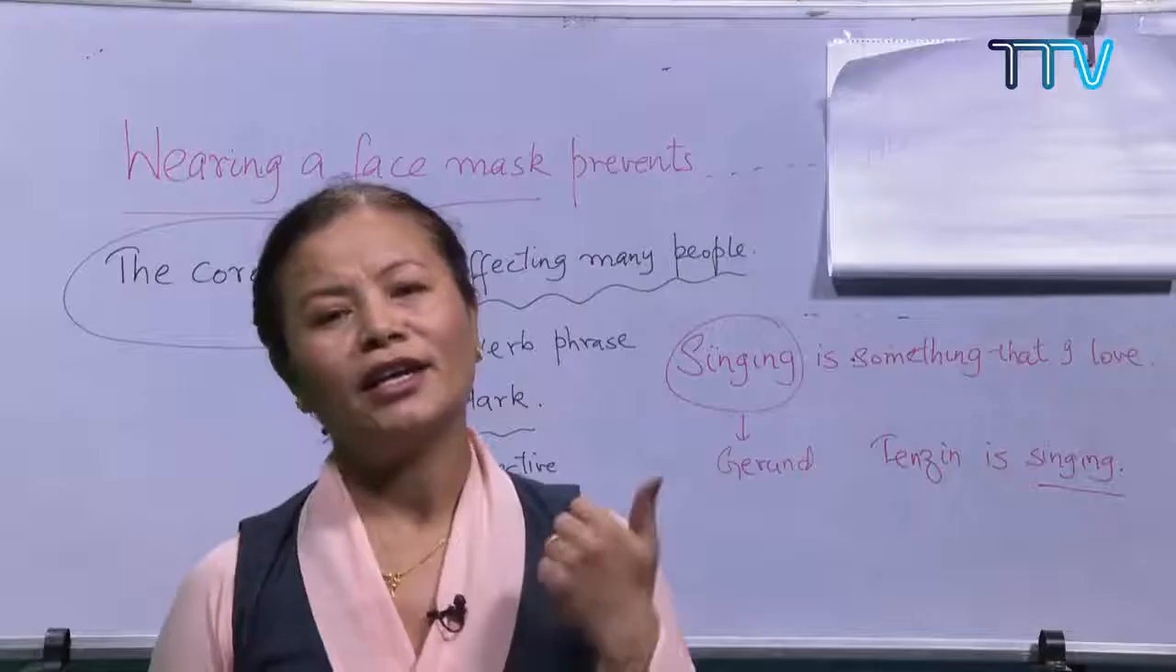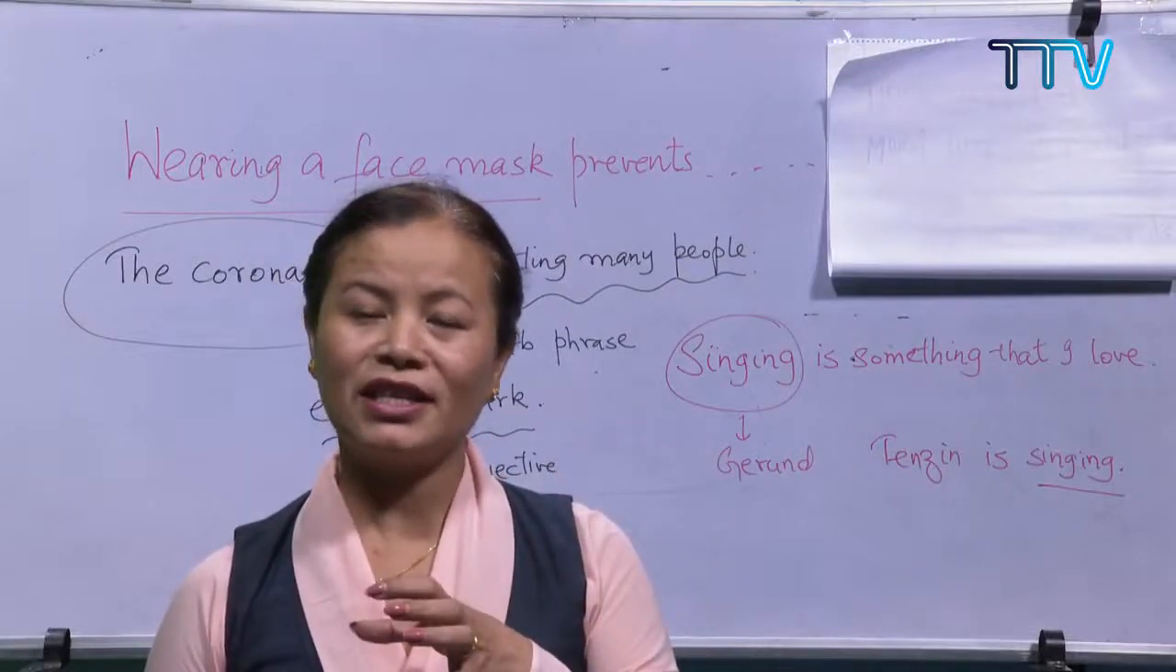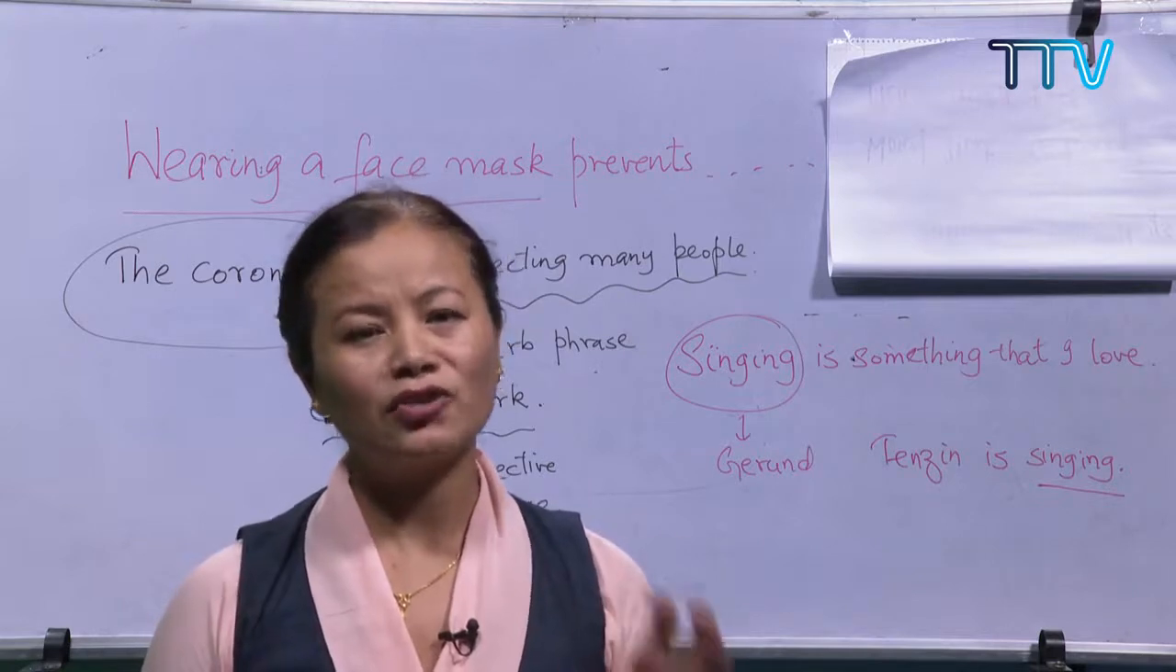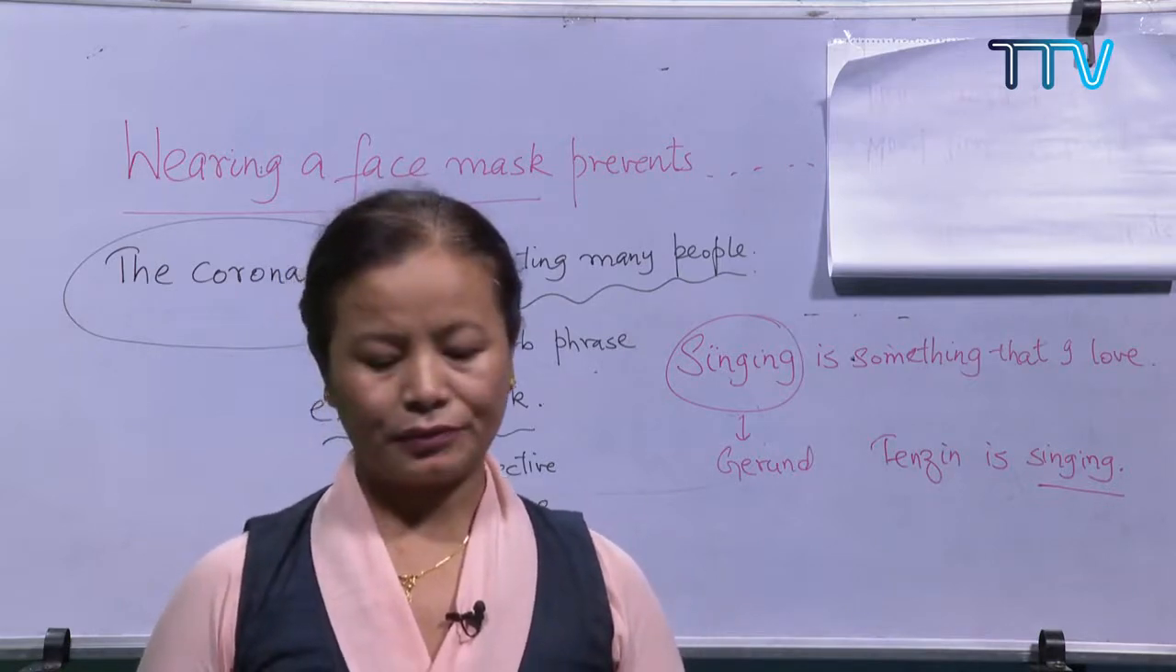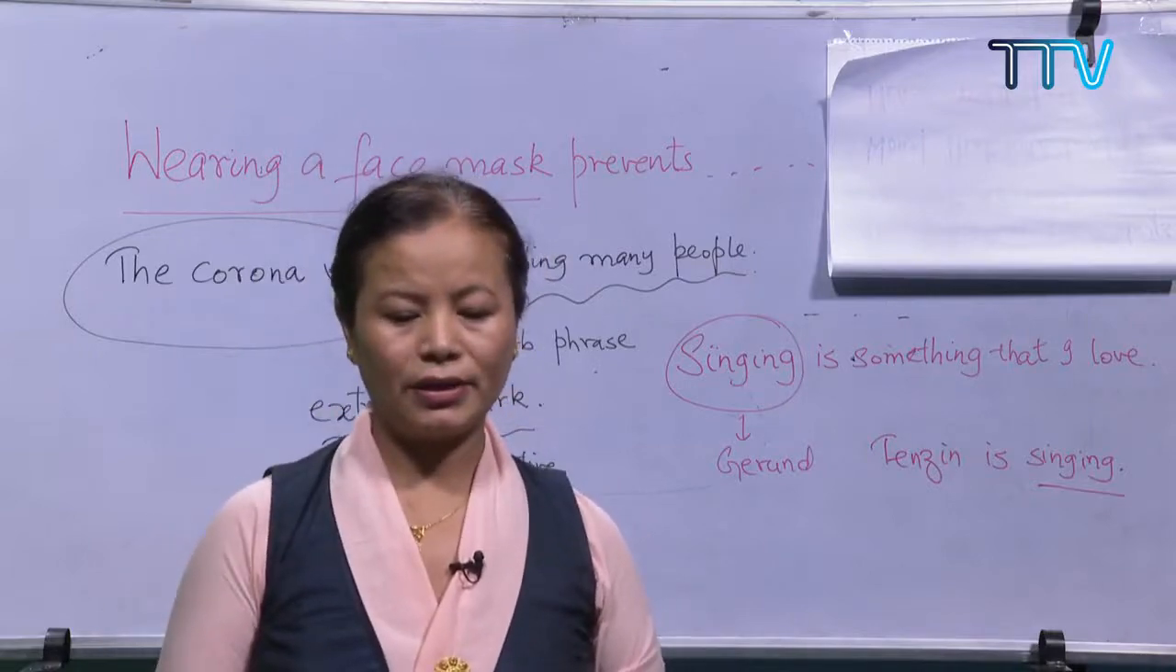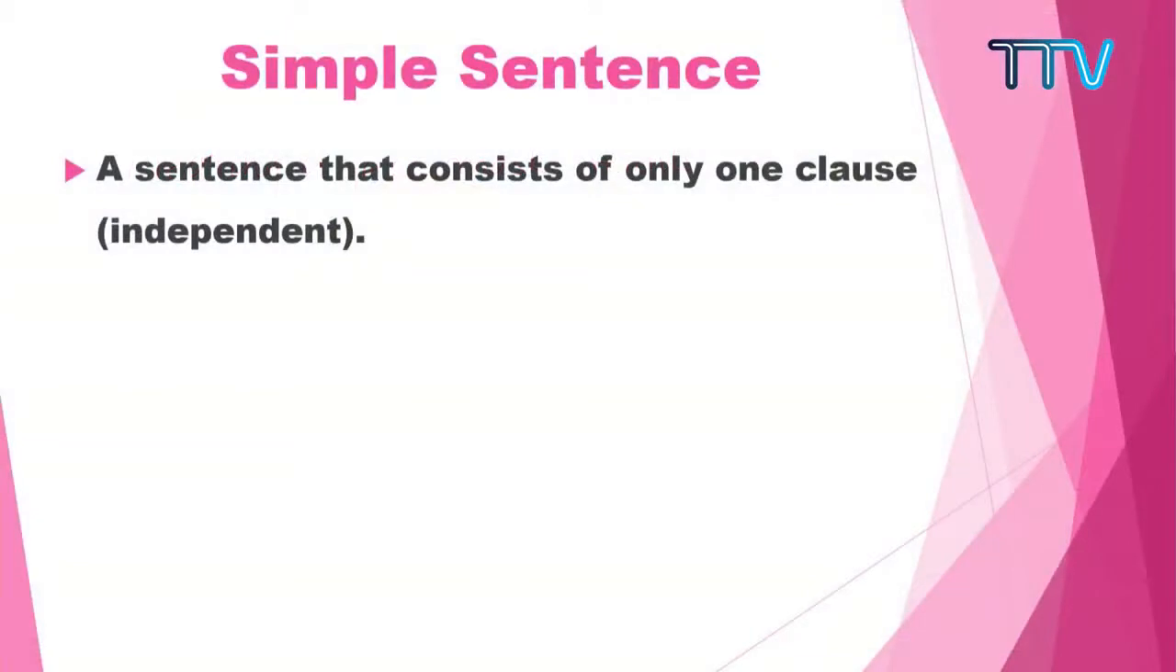So, now that you all understand what a phrase is, which forms a part of a sentence, it becomes easier for you to understand what actually a simple sentence is. Okay, so a simple sentence is a sentence that consists of only one clause, and that too is independent. Now, you might be wondering what a clause is, because I haven't discussed what a clause is. So, I'll just give you an example.